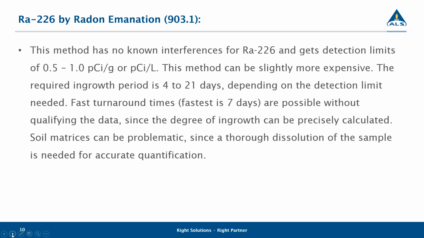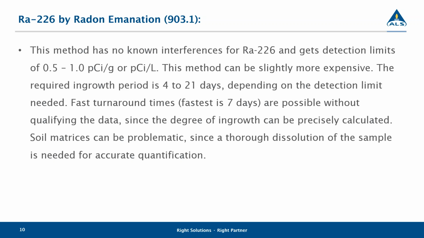There are really no known interferences for the 226. You're not going to have a problem with the radium-223 or the 224 interfering with this, because we're actually going off the radon gas, which is a direct product of the radium-226. You can get low detection limits on this. It's a little bit more expensive just because it's a little bit more involved on some of the transfer process, but you can get a potentially faster turnaround time.